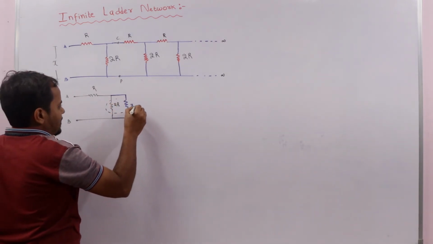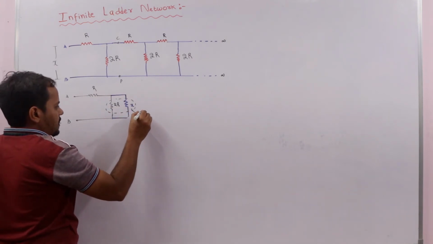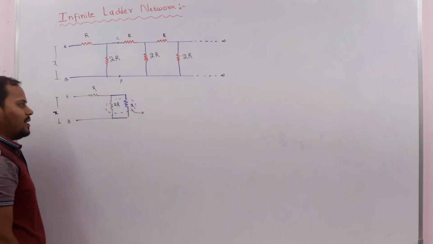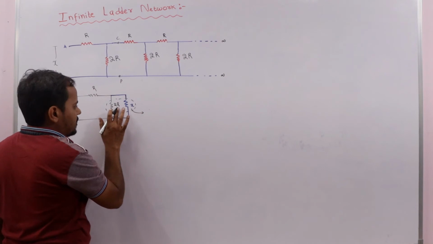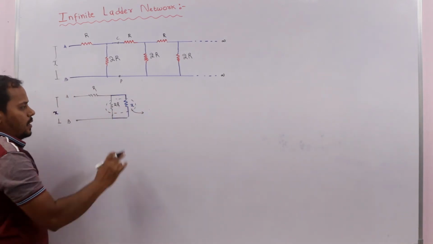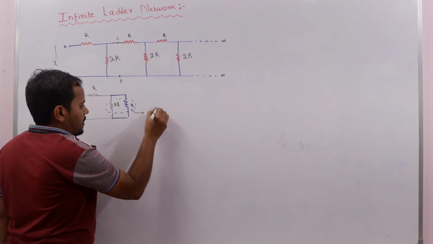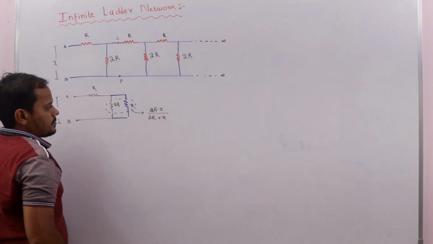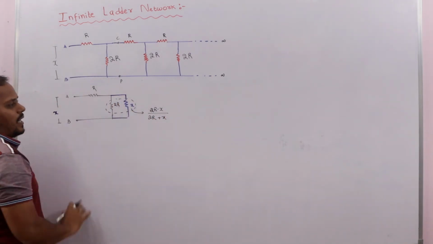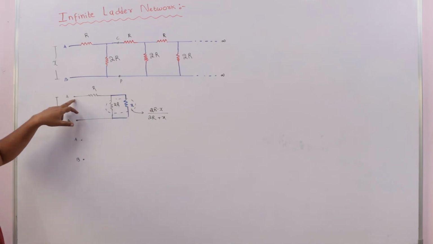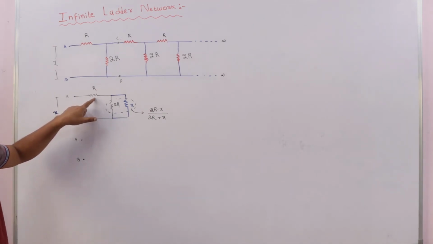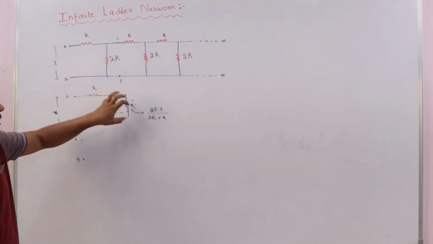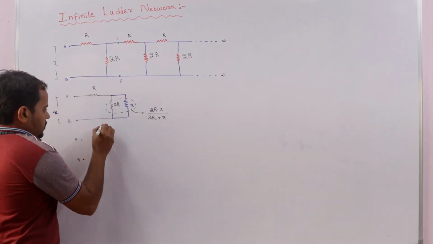So 2R and X are connected in parallel. What is the equivalent resistance of these two? When two resistors R1 and R2 are connected in parallel combination, the equivalent resistance is R1 into R2 by R1 plus R2. R1 is 2R and R2 is X, so 2R into X by 2R plus X. This is in series with R. Between A and B, you have two resistors: R, and the first one, 2RX by 2R plus X. These two are in series combination.